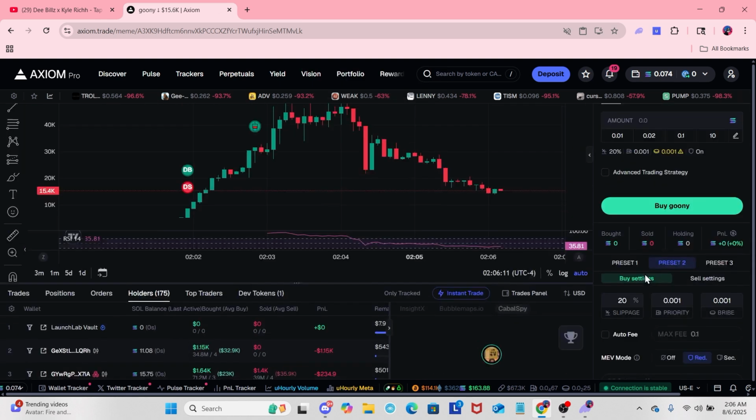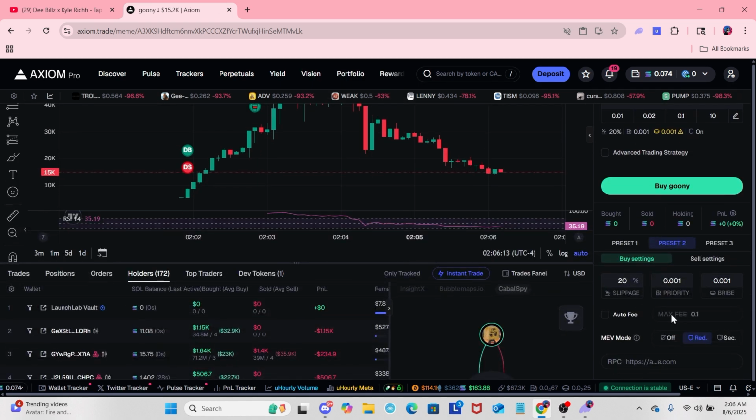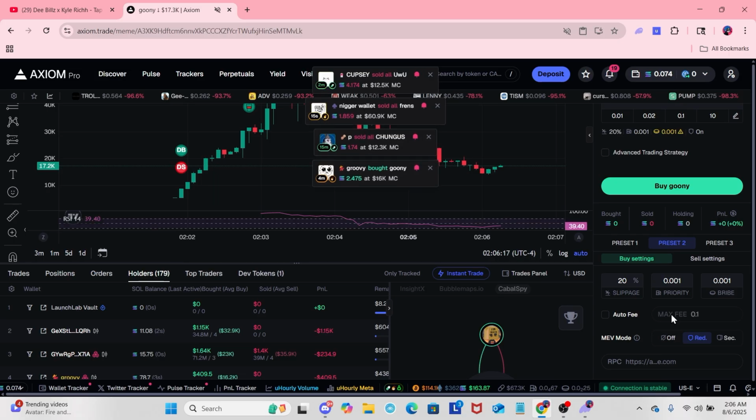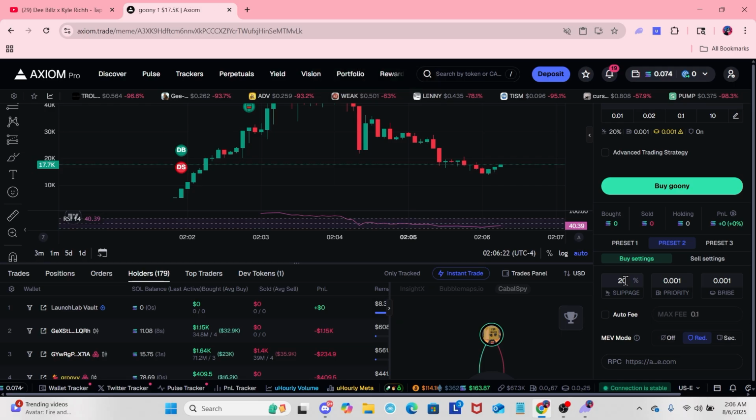So slippage, it depends. I'll put higher slippage for a higher volume coin. This coin's only 177 people, so it's not really a crazy high volume coin. So I keep slippage at 20%, 20 to 25%. Nothing too crazy.